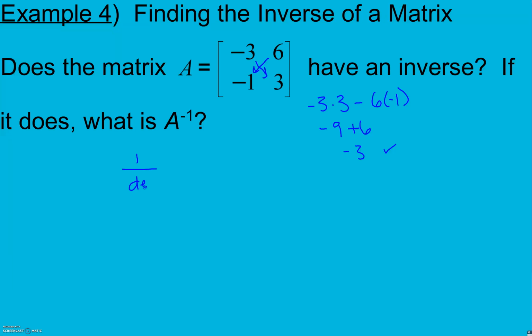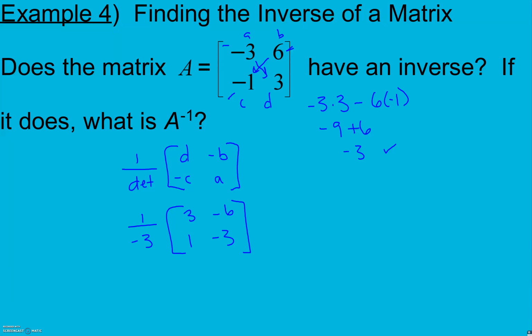1 over determinant times D, negative B, negative C, A. A, B, C, D. So 1 over negative 3. D is 3, negative 6, positive 1, negative 3.